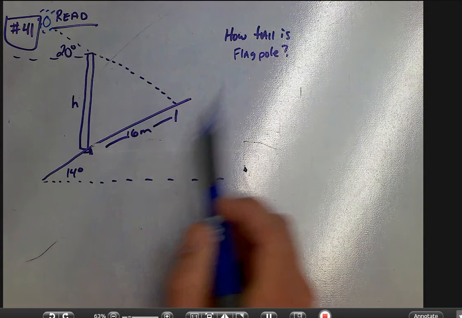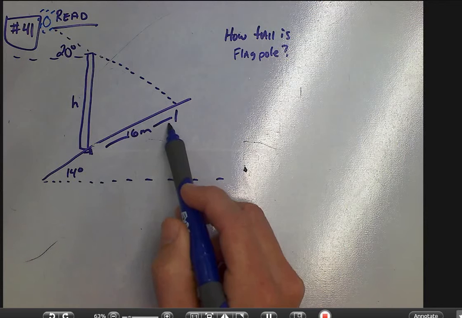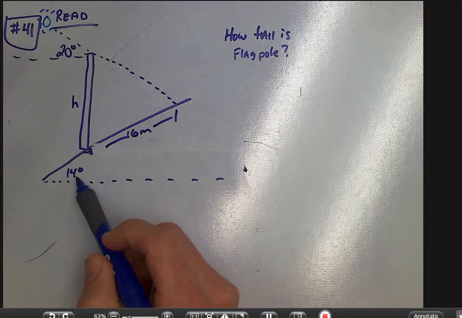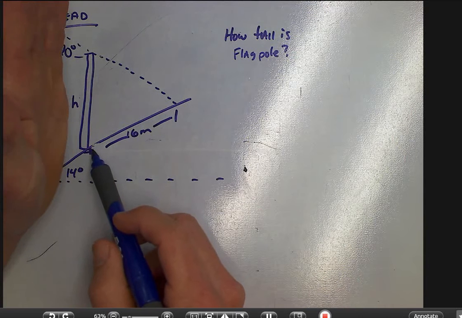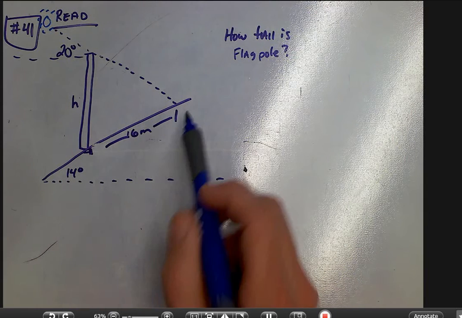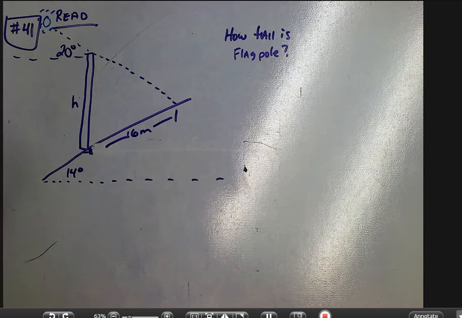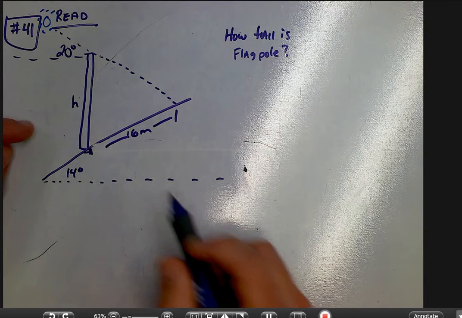The 16 meters long is how long the shadow is. The 14 degrees is the angle that's given. The pole is vertical, straight up and down. So the ground sits at a 14-degree angle. And we want to find H. Alright, so to find H, I need to know some things.